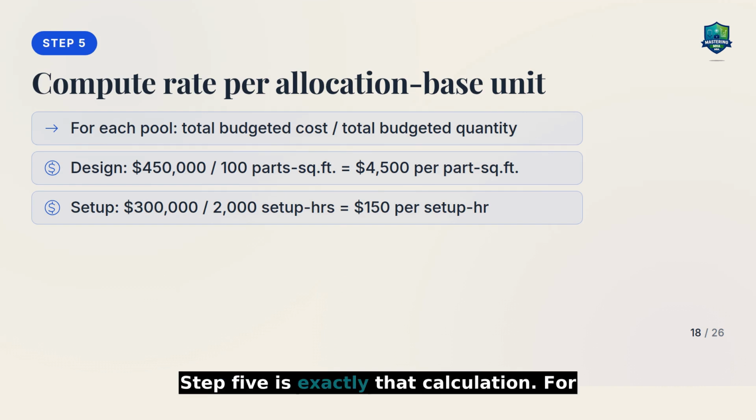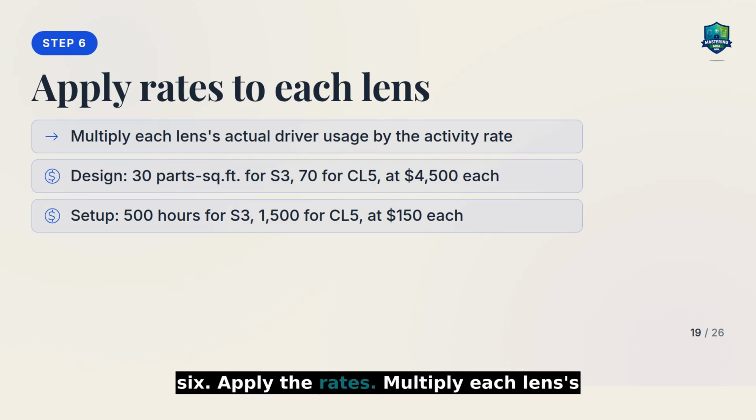Step 5 is exactly that calculation. For each pool, total budgeted indirect cost divided by total budgeted quantity of the allocation base. 6 rates total. The rates are now ready to apply to each lens type. Step 6. Apply the rates. Multiply each lens's actual usage of each cost driver by the activity rate.